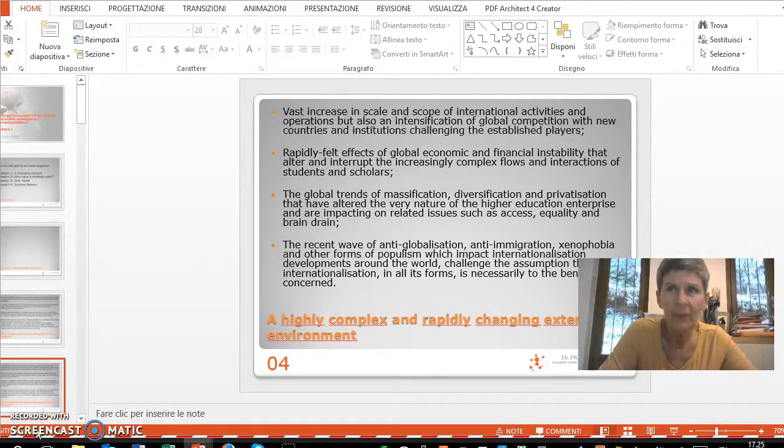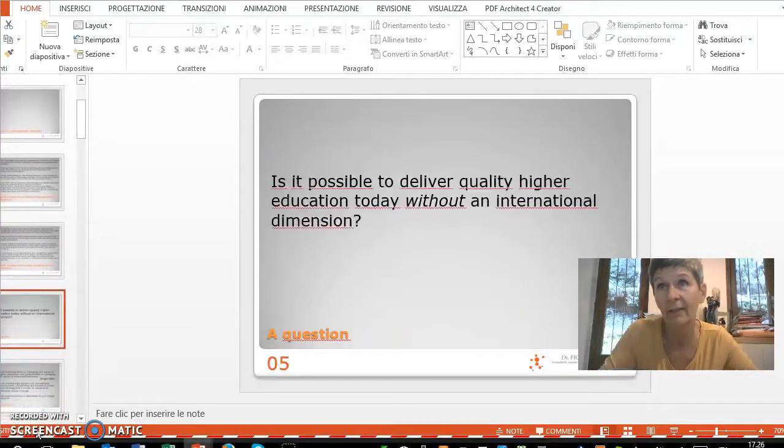And then I think this final point is a key one. It's one that we hardly mentioned even perhaps a year and a half ago, but increasingly we can see this recent wave of anti-globalization, anti-immigration, xenophobia and other forms of populism, which are very apparent here in Europe, but not only, and will impact internationalization developments around the world significantly in the years to come. And I think they also challenge the assumption up until now that internationalization is necessarily a good thing. I think it is increasing the so-called dark side of internationalization.